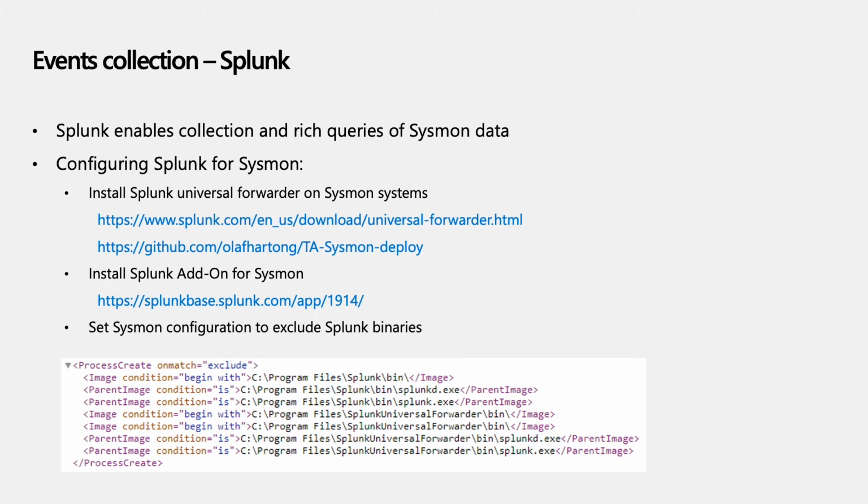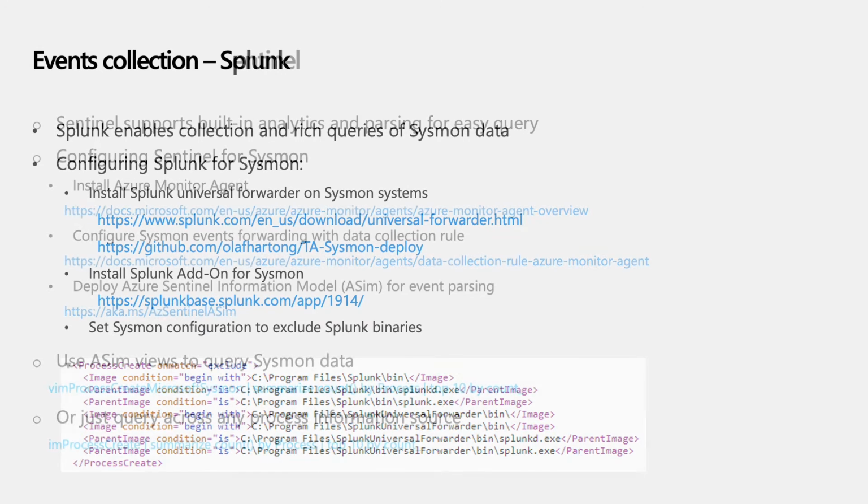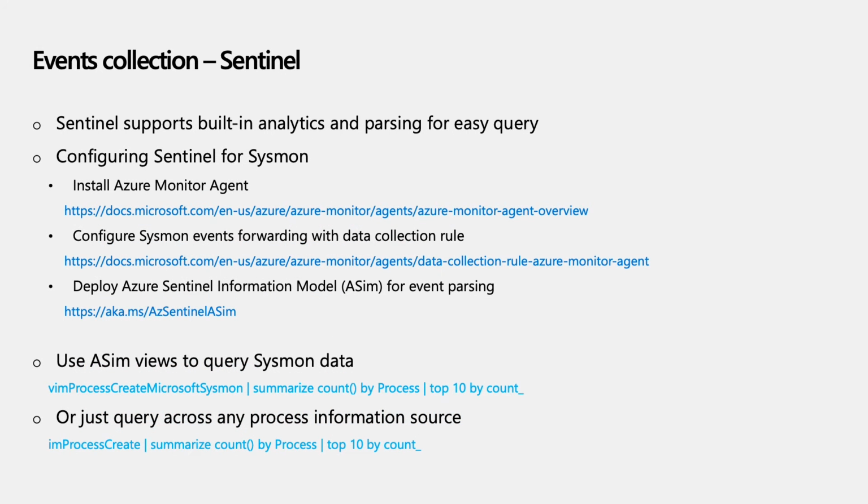Another way you can collect the events for analysis is Sentinel. So Sentinel supports the analytics and the parsing for query of Sysmon events. The way you would do that is you install the Azure monitoring agent. You configure that agent to take the Sysmon events out. And then on your Sentinel instance, you install the Azure Sentinel Information Model, or ASIM, that will allow you to automatically parse those events so they can be queried like any process creation event on Sentinel through the different views.